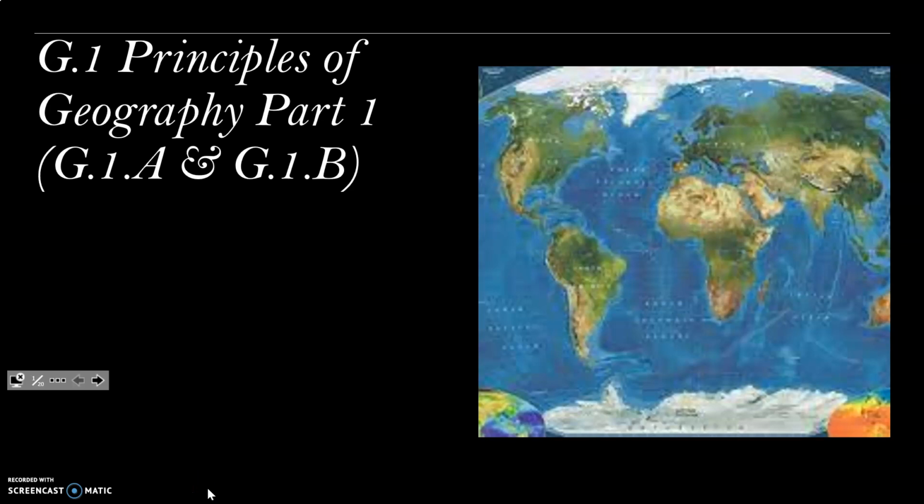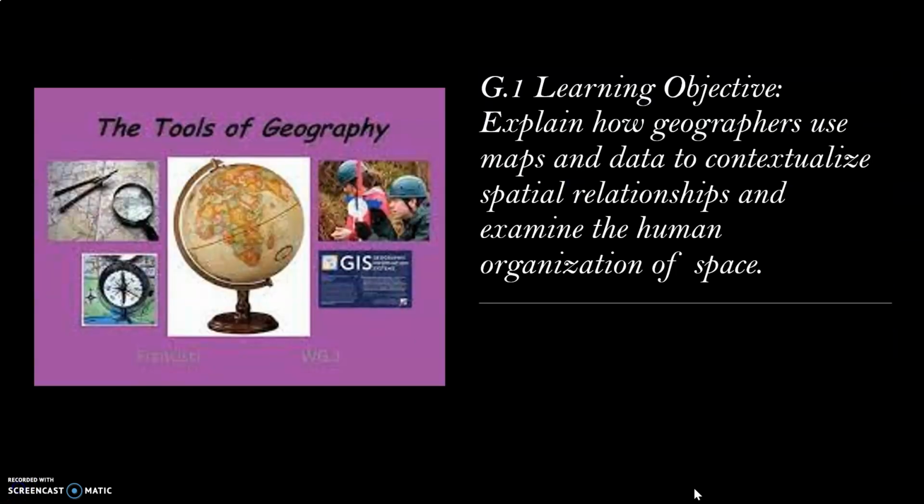These notes are on G.1 Principles of Geography, and this is on G1A and G1B. The learning objective for G.1 is to explain how geographers use maps and data to contextualize spatial relationships and examine the human organization of space.